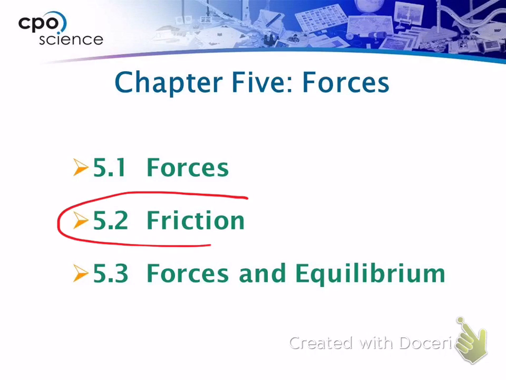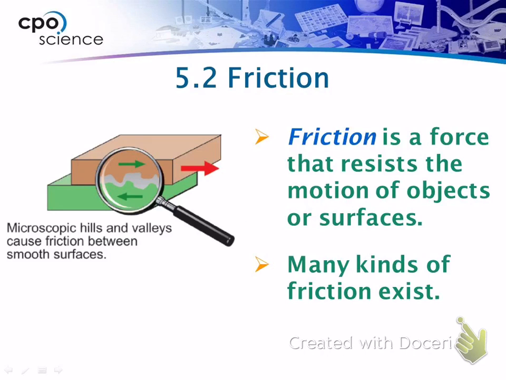Right now we're going to give you some notes on Chapter 5, Section 2, which is all about friction. Just a reminder, in Section 1 we defined forces as anything that can cause acceleration, and we looked at one example of an at-a-distance force, which is gravity. Friction, in this section, is a contact force, so things are going to be in contact.